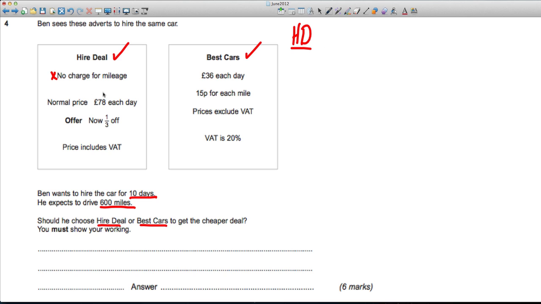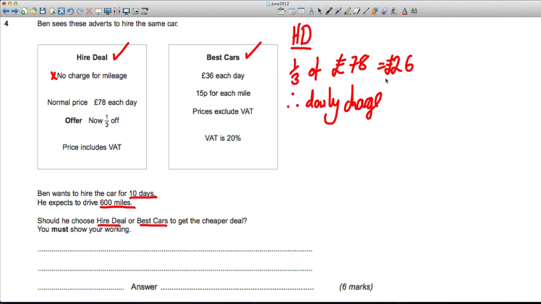Okay, so let's work out a third off. If it's £78, what's 1/3 of £78? Okay, you can use your calculator. It's simply 78 divided by 3, or a third times 78, which is 26. So you're getting £26 discount. So therefore, daily charge must be 78 take away 26, which is £52.